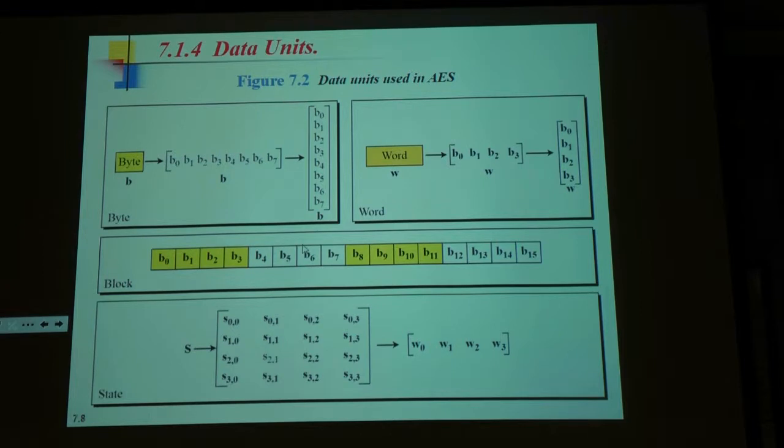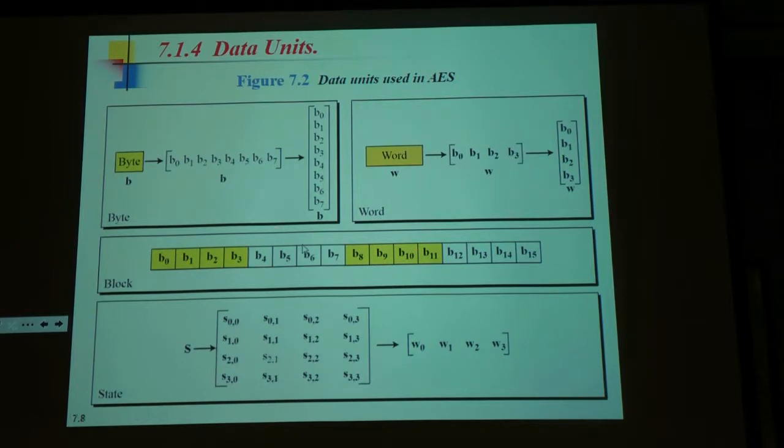Byte. Let's go to the word. Word is built of how many bytes? 4 bytes. So byte 0, byte 1, byte 2, byte 3. And each byte is how much? 8 bits. So 8 times 4, how much? 32. Then you come to the block.